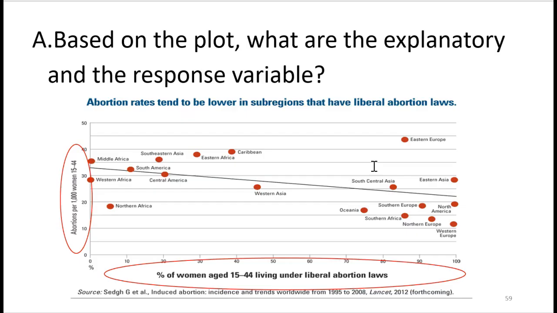Based on the plot, what are the explanatory and the response variable? When we look at scatter plots, the explanatory variable will be along the x-axis. So in this case, our explanatory variable will be the percentage of women living under liberal abortion laws. The response variable will be listed on the y-axis, so in this case, abortions per 1,000 women.